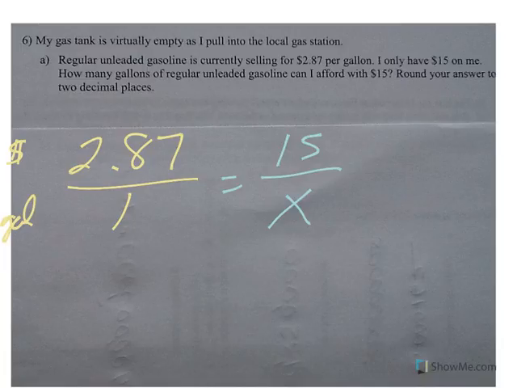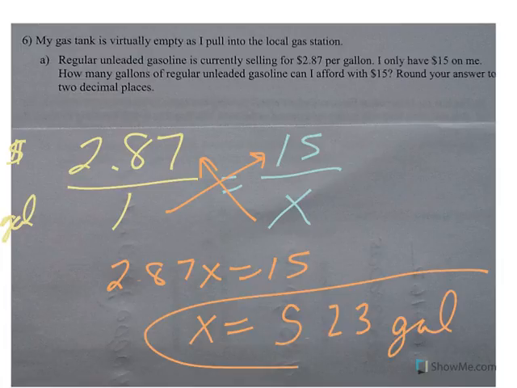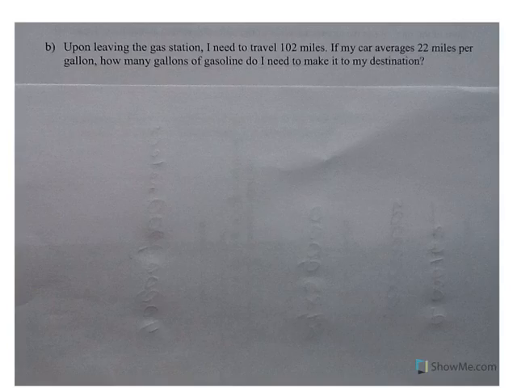And I know there are other ways, but because this is a proportional video, let's go ahead and do it as proportions. So I cross multiply, and 2.87x equals 15. Divide both sides by 2.87. And if I round to the nearest hundredth, I can purchase 5.23 gallons. And that is a rounded answer. Okay, so fantastic, because that was a question. How many gallons can you get?